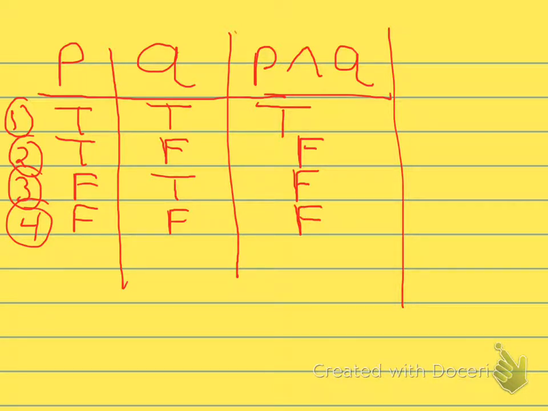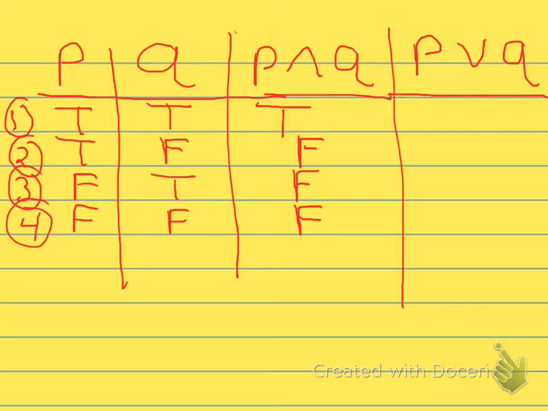So what we should learn from the chart is that in order to make a conjunction, that's the word "and," true, both statements have to be true. Okay, now I'm going to add another column. This is going to be a column for P or Q. Now P or Q would be the statement, the promise that you're going to make in the morning, that I will mow the yard or I will do the dishes.